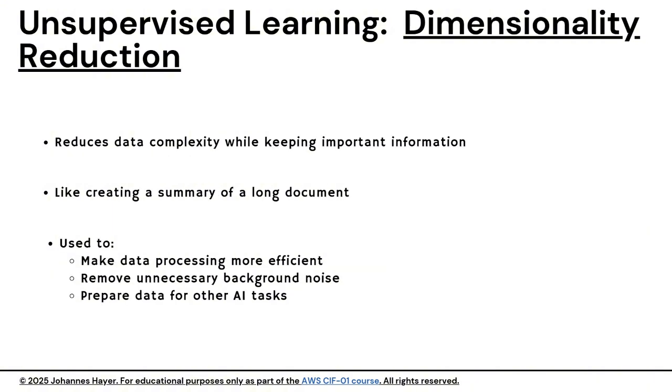Our final technique, dimensionality reduction, is about simplifying complex data while keeping the important parts. Imagine taking a detailed photograph and reducing it to just the essential elements. That's what dimensionality reduction does with data. It's particularly useful when we have data with many features or dimensions and we need to focus on what's most important. This technique helps make other AI processes more efficient and can help remove unnecessary noise from our data.